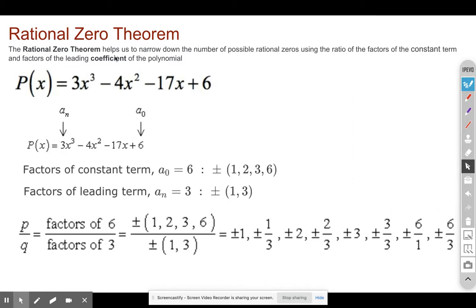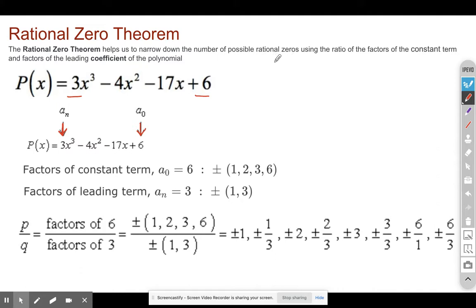The rational zero theorem helps us narrow down the possible rational zeros using the ratio of factors of the constant term, the a0 term, which is the last term here, and the factors of the leading coefficient term of the polynomial. The leading coefficient is the one in front. So basically, if the polynomial is in order from the highest degree down, you have the factors of the last term, which is the constant term, divided by the factors of the leading coefficient. This will help us find the number of possible rational zeros.